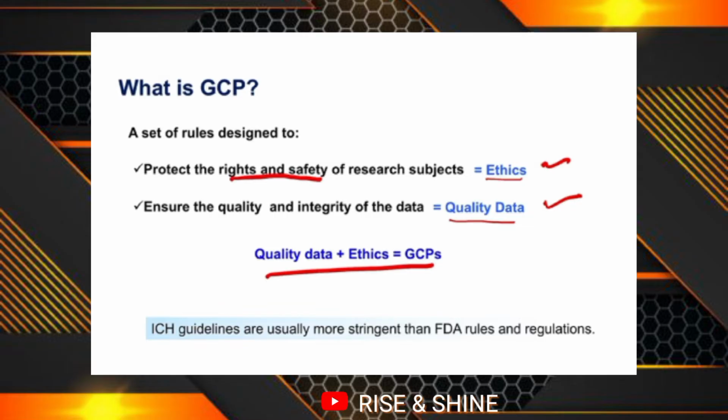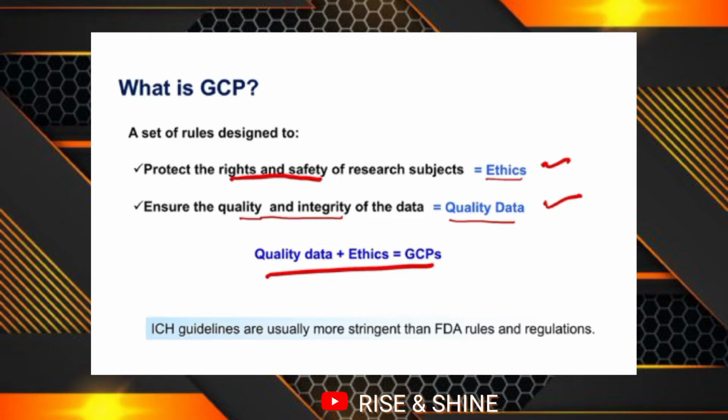So you are really safeguarding the rights, safety and well-being of the subject. Anyone who asks you for the GCP definition, always tell them: to protect the rights, safety and well-being of the subject. Second, ensure the quality and integrity of the data, that the data you are reporting in a clinical trial is really trustworthy.